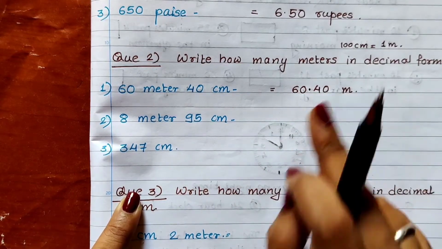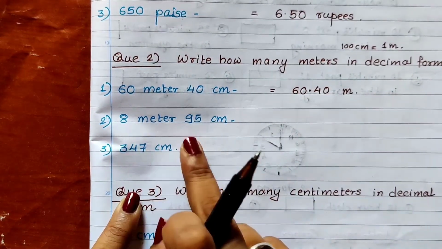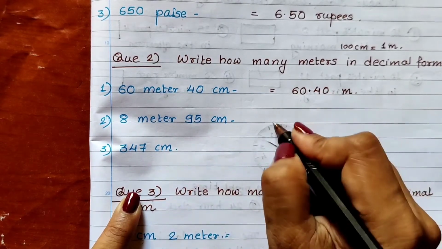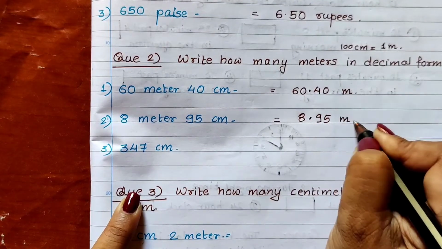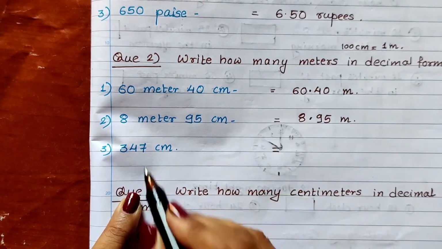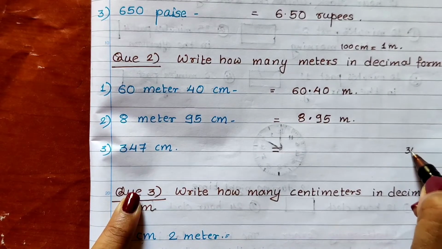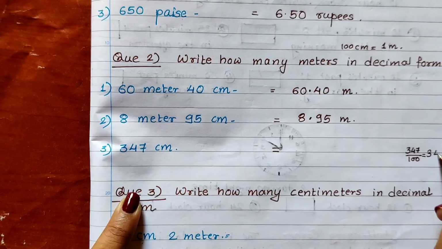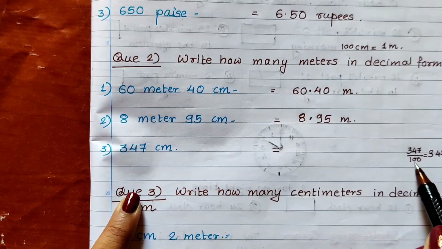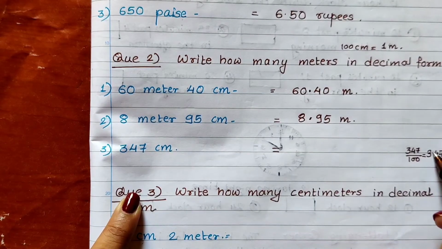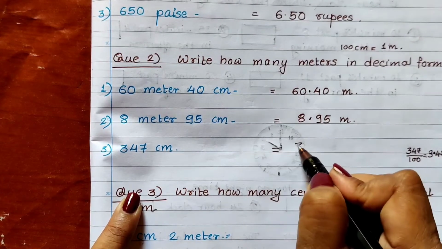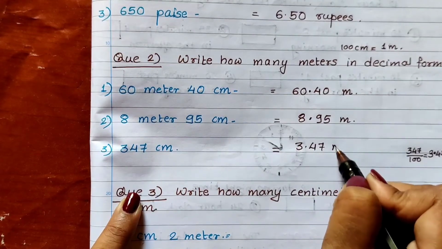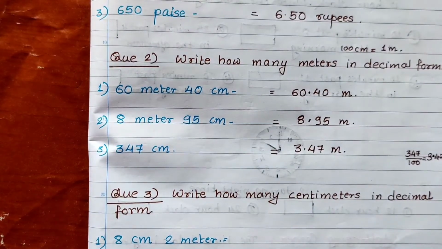on the right hand side we can write these 2 digits. Here also 2 digits are there. So we can write it as 8.95 meter. Now 347 centimeters. So what we have to do? 347 divided by 100. So we write 347 as it is, and where to put the decimal point? As 2 zeros are there, so after decimal point there should be 2 digits. So answer is 3.47. 3.47 meter. In this way you have to write the answer.